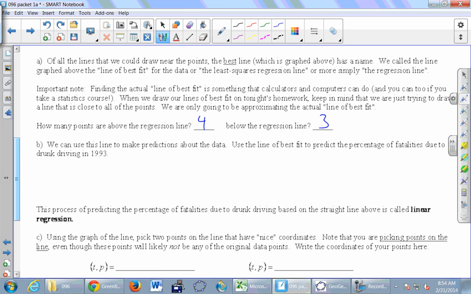So from the graph, 1993 corresponded to approximately 42%.